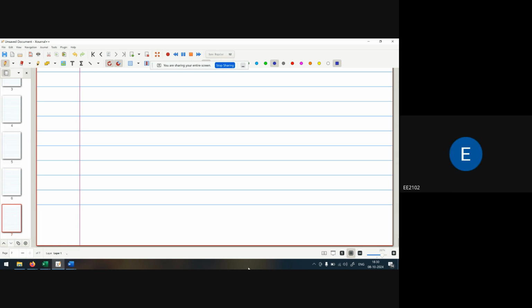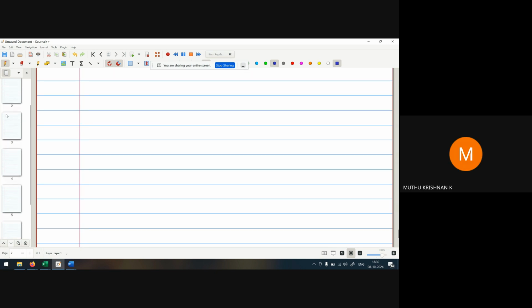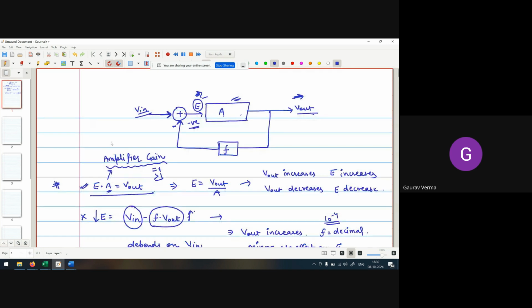Sir, the way I did it, here when we increase the V out, the left side, F times V out, increases. You are using it this way, no?